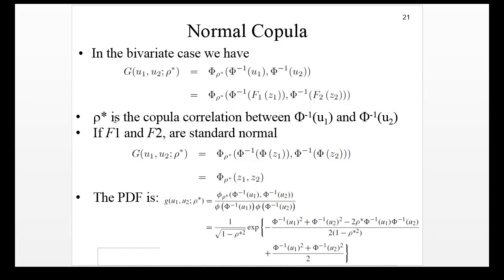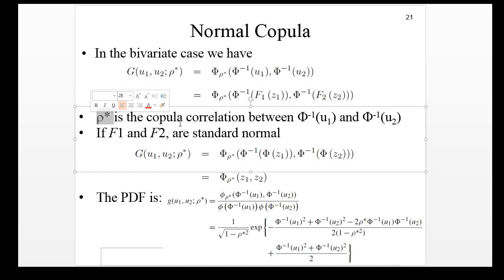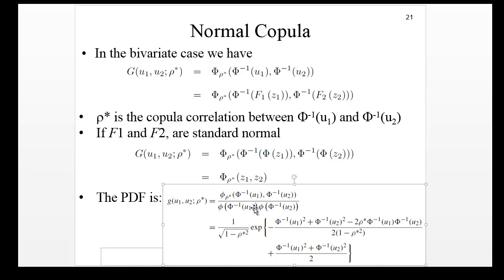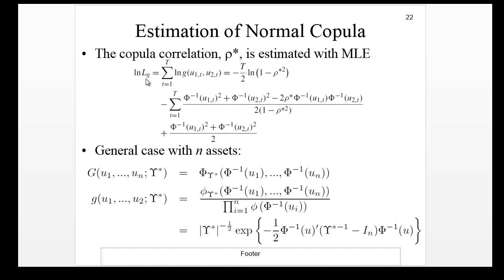Now the rho is the copula correlation between these two variables. This is not the regular correlation, but what we call the copula correlation. And that is going to be the parameter that we're going to estimate for the normal copula. So here we have the PDF, and then with this log likelihood function, we can estimate the rho star parameter. So this would be the bivariate case, and this would be the multivariate case.